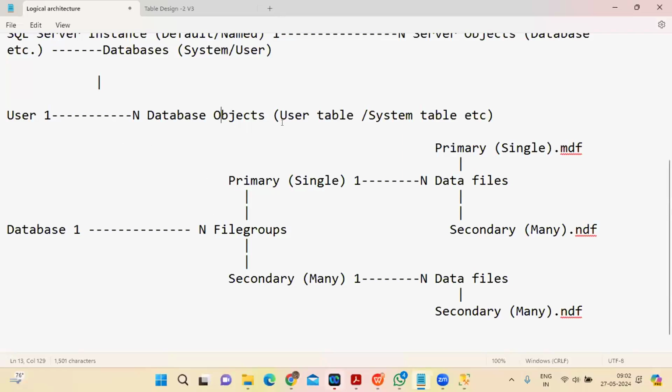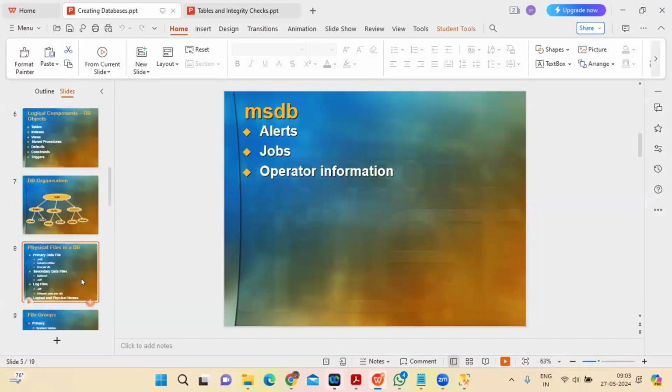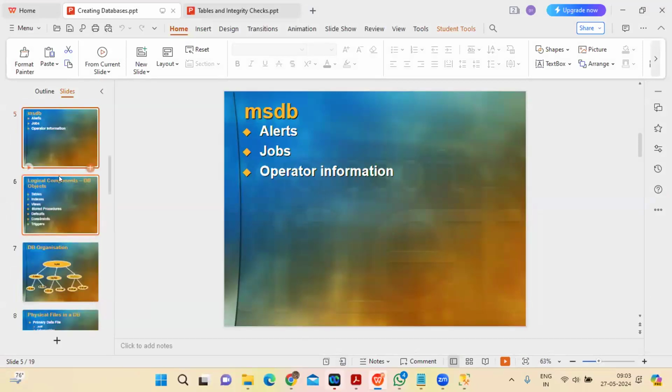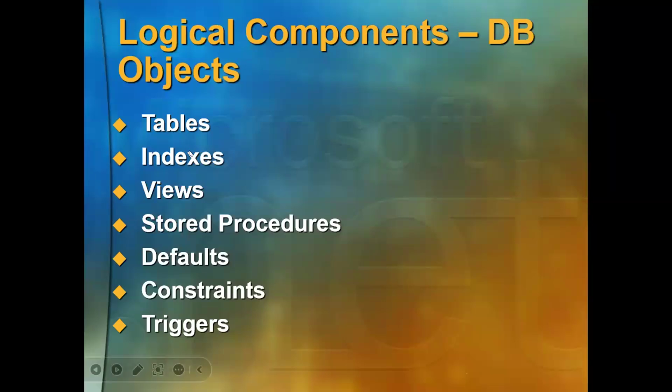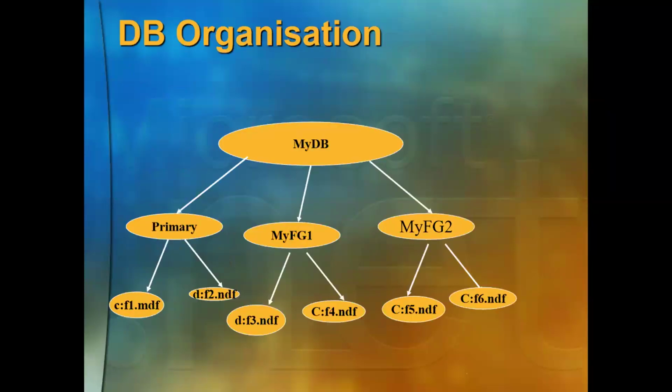Now, the question is, where does the information about the tables get stored? Table information gets stored in files, which are present under file groups. So let us first look at that portion here. If I go back now to the organization of the logical components, under the database you have tables, indexes, views, stored procedures, defaults, constraints, triggers. There are many such objects, and some of these objects are present in folders. Now let's go in here. What is the way the database is organized?